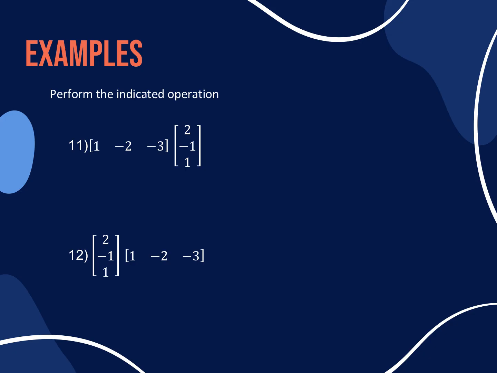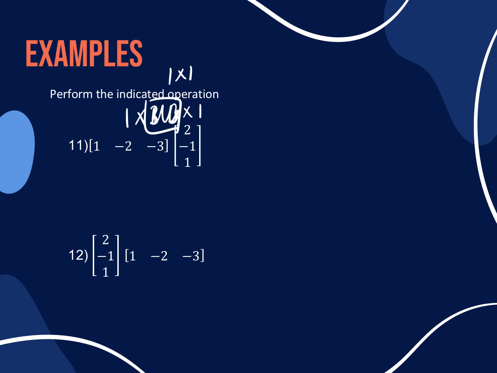Let's try this one now. All right, this one has 1 row and 3 columns, so it's 1 by 3. This one is 3 rows, 1 column, right? So the inners are the same, 3 and 3. So our final answer is just going to be a 1 by 1 matrix. It's literally just going to be one number.